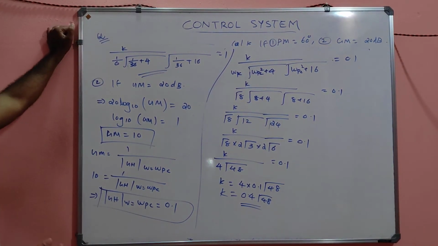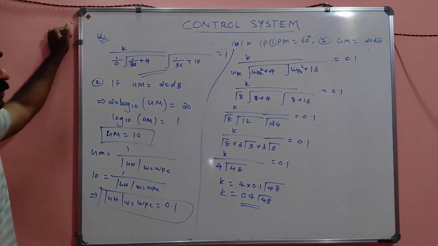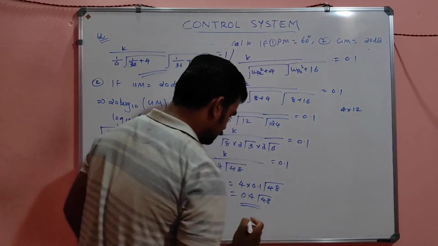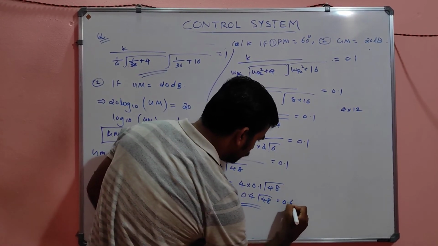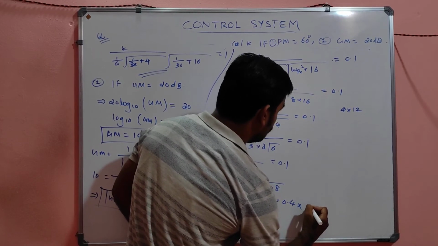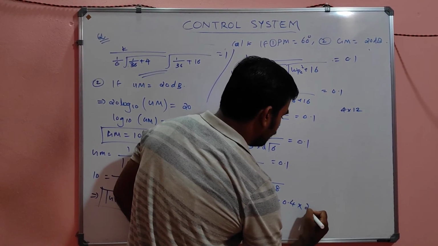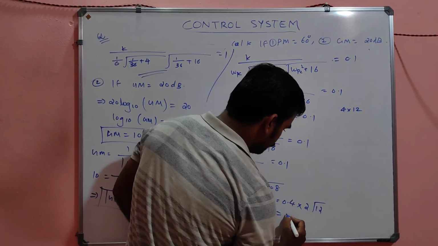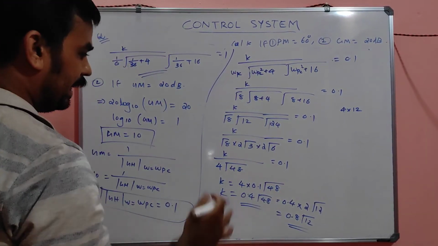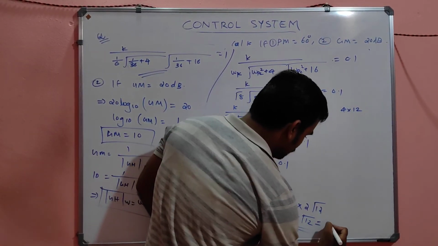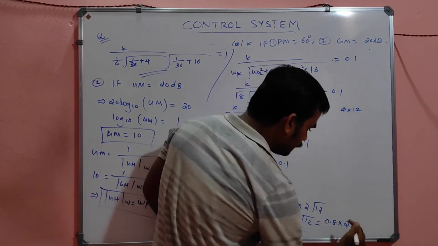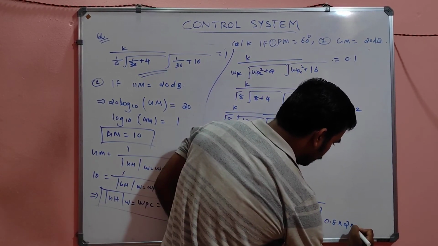Root 48 can be done anyway. 4 into 12. Yes, one more thing I can do here. 0.4 into, this root 48 can be written as 12 into 4 now, my dear. So 2 comes outside again, root 12. 0.8 root 12 will be the answer. Again root 12 can be considered. So 0.8 into 2 comes again, 4 into 3 now, 2 comes again, 2 root 3.